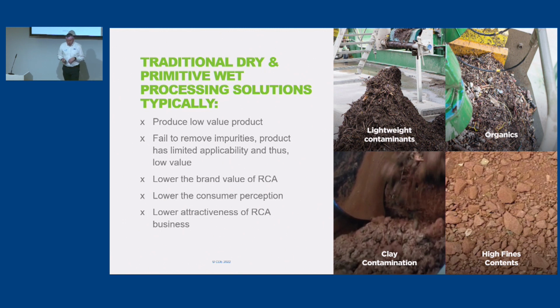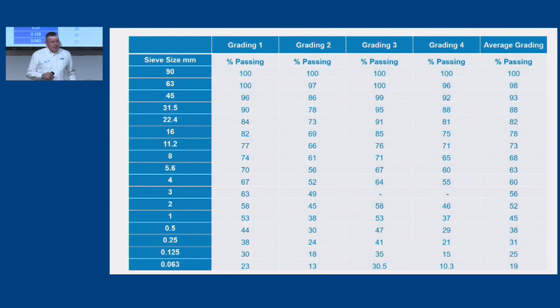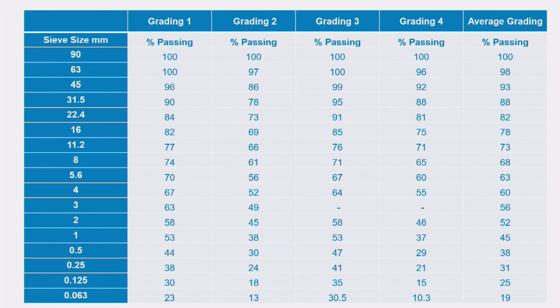So we have to consider the lightweight removal, the organics removal, the high fine content, and the clay contamination that exists within this material, to remove it, to make it useful. This is an example from Stockholm, Sweden, where we were asked to take a look at the incoming material and see if we could produce a construction aggregate for them, a 0 to 8 concrete sand.